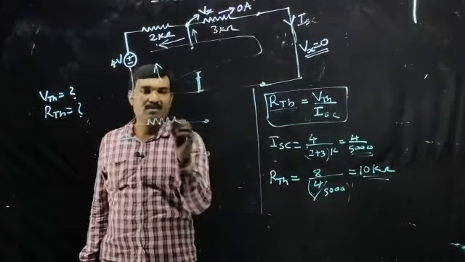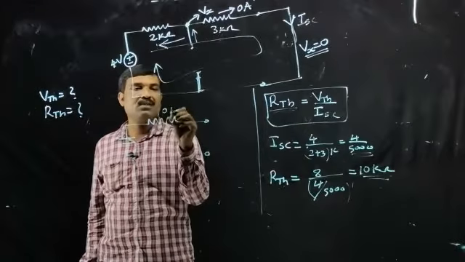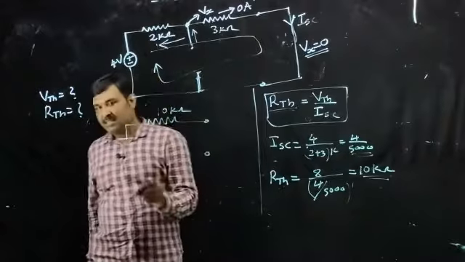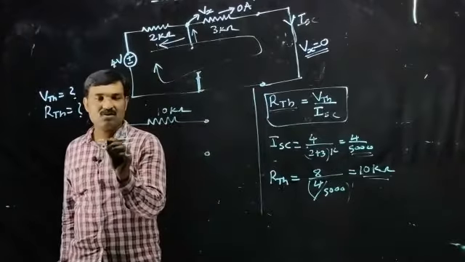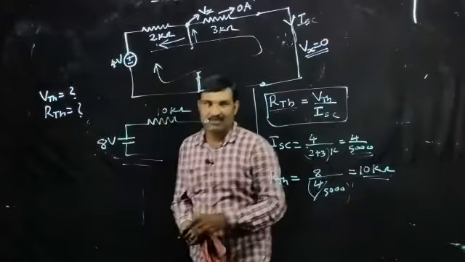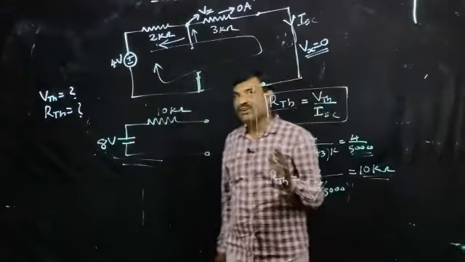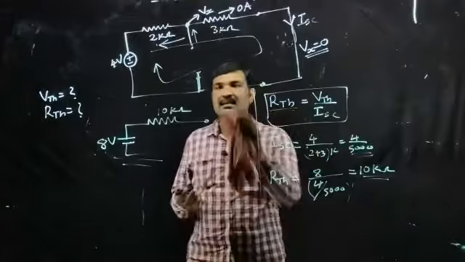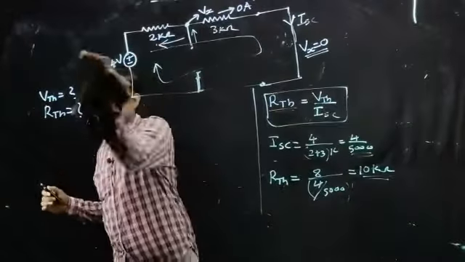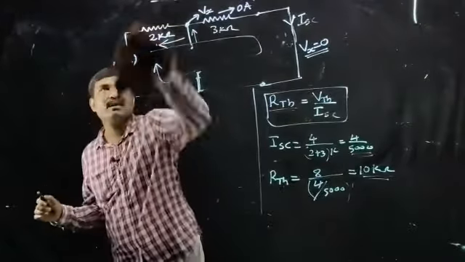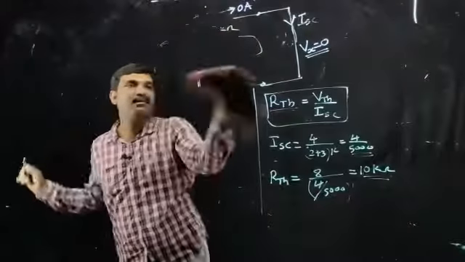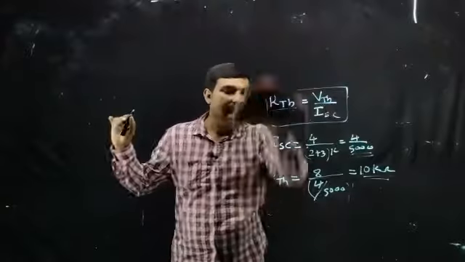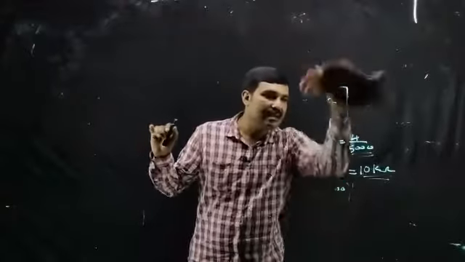Here we can connect the load. The value of this is 10 kilo ohm, and the value of VTH that we determined is 8 volts. So this is our equivalent circuit. For a circuit consisting of a dependent source, we have to use this method to determine RTH, that is VTH divided by ISC. ISC is the short circuit current. For getting the value of short circuit current, what we are doing? We simply short circuit the load terminal and evaluate the current ISC.